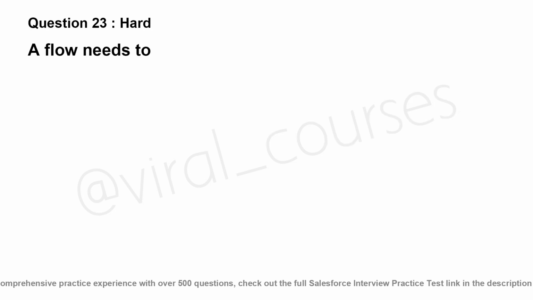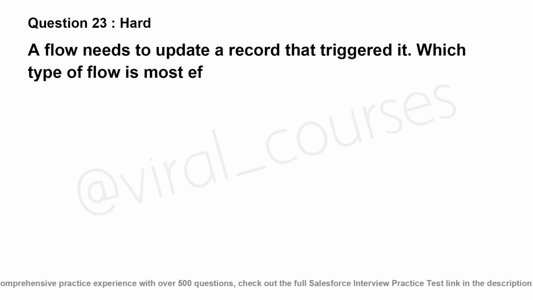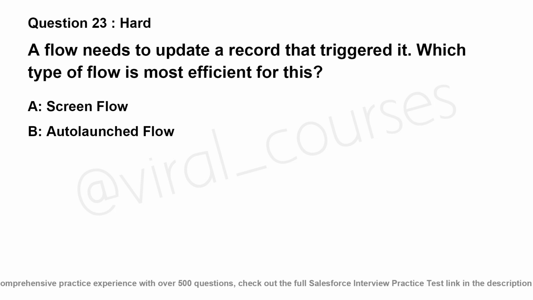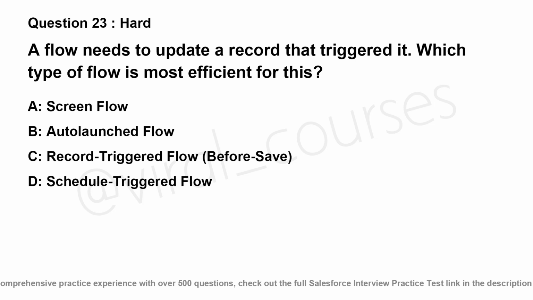A flow needs to update a record that triggered it. Which type of flow is most efficient for this? Option A, screen flow. Option B, auto-launched flow. Option C, record-triggered flow, before save. Option D, schedule-triggered flow.